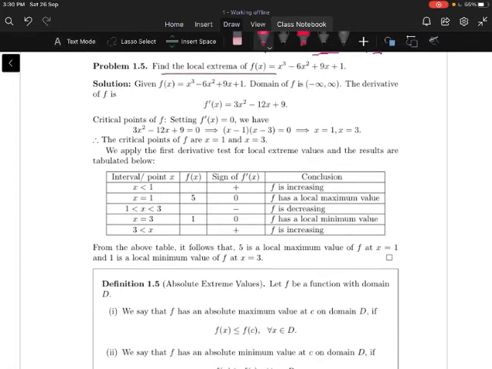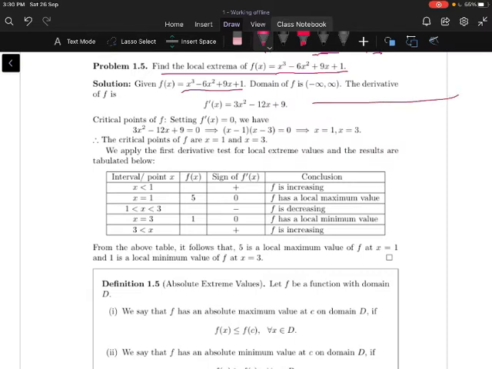Find the local extrema of the function f of x equal to x cube minus 6x square plus 9x plus 1. Okay, we should find out extreme values, meaning either maximum value or minimum value or both, if they exist. Now let us take the given function f of x equal to x cube minus 6x square plus 9x plus 1.